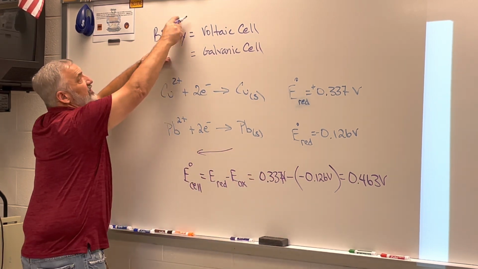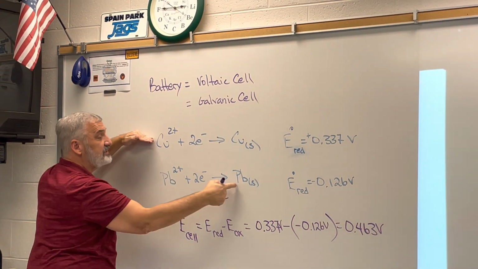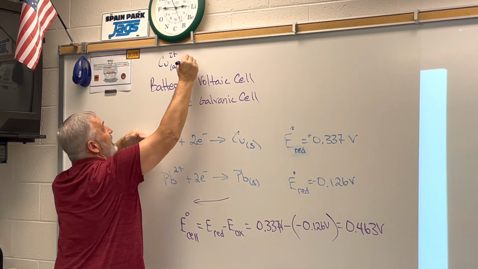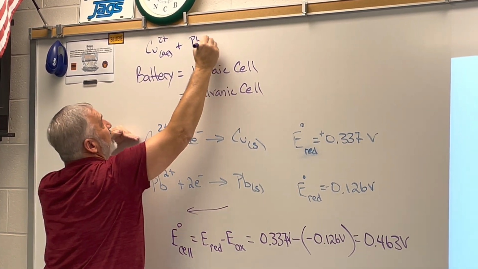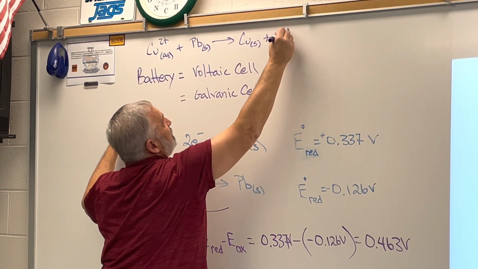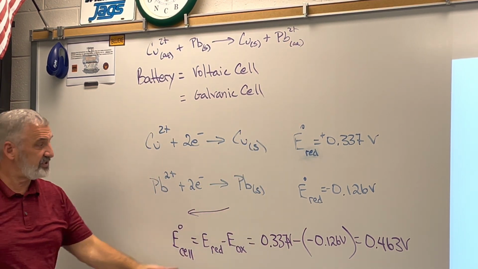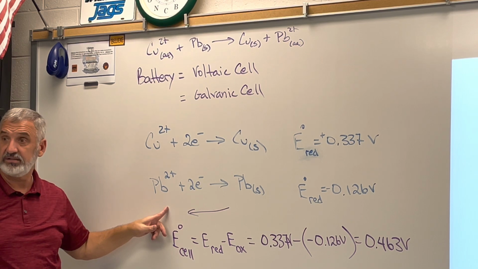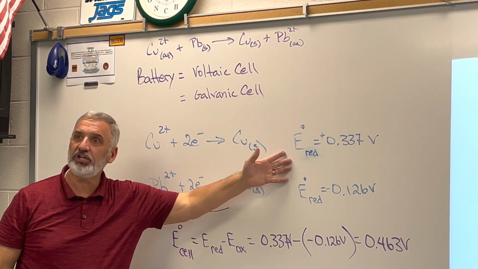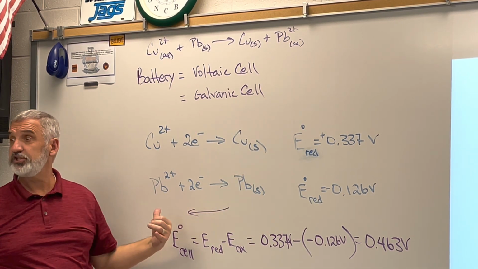The other good thing is, when I add these two equations together, my net result is, Cu2+ aqueous reacting with the lead solid to make Cu solid plus Pb2+ aqueous. This is getting reduced, this is getting oxidized. This is going in reverse because it's getting oxidized. The thing with the lesser reduction potential is the one that's going to get oxidized. It's going to go in the reverse direction.